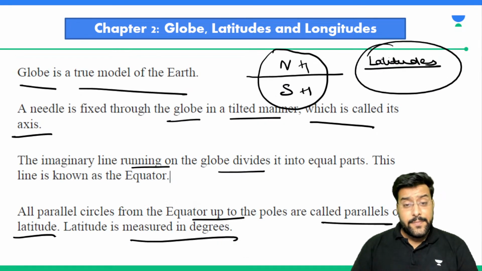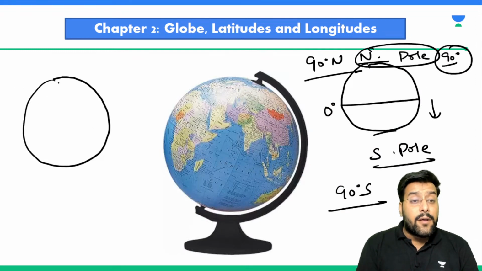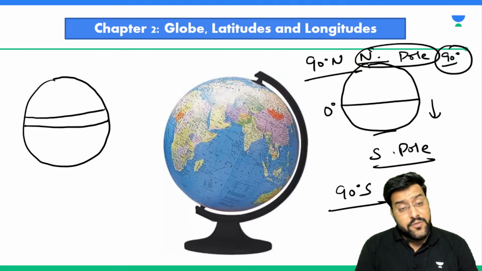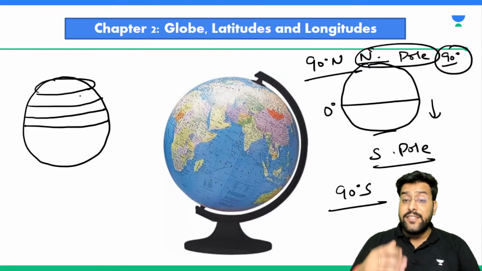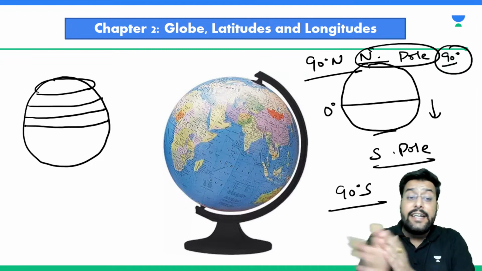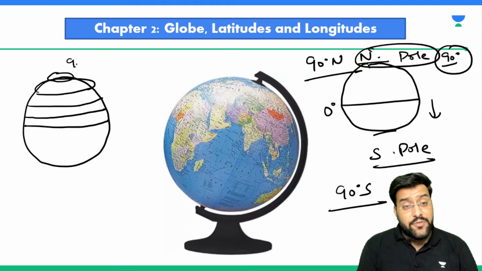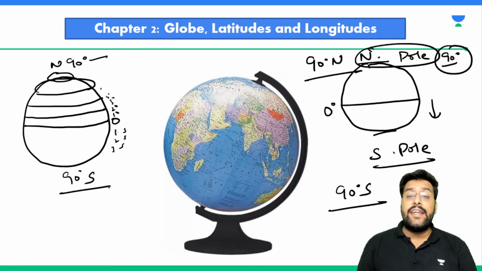Moving further, just like this 0 degree, there are 90 lines towards the northern hemisphere and 90 towards the southern hemisphere. These lines are parallel, which means they will not intersect each other at any point. So they go parallel up to the northern hemisphere, which we call 90 degrees. So from 0 degree we have 1 degree, 2 degree, 3 degree, 4 degree, 5 degree, up to 90 degree in the north. And then we have 0 degree, 1 degree south, 2 degree south, 3 degree south, and it will go up to 90 degrees south.